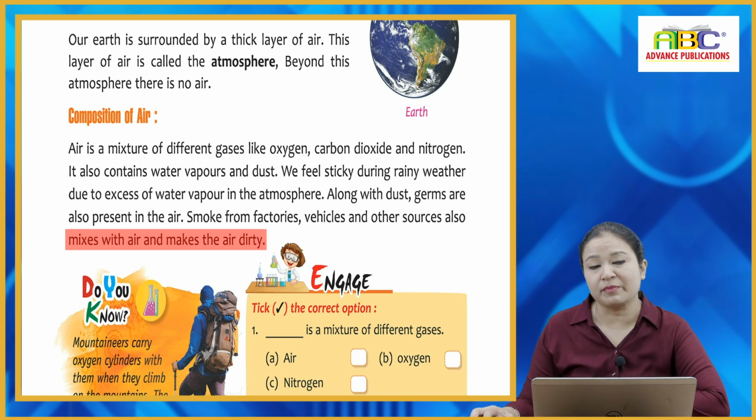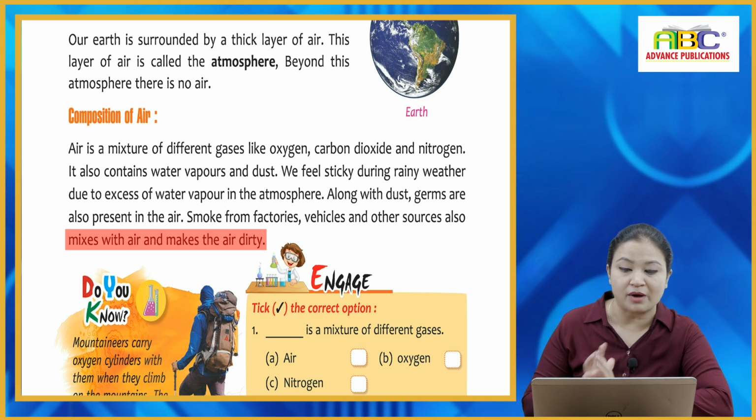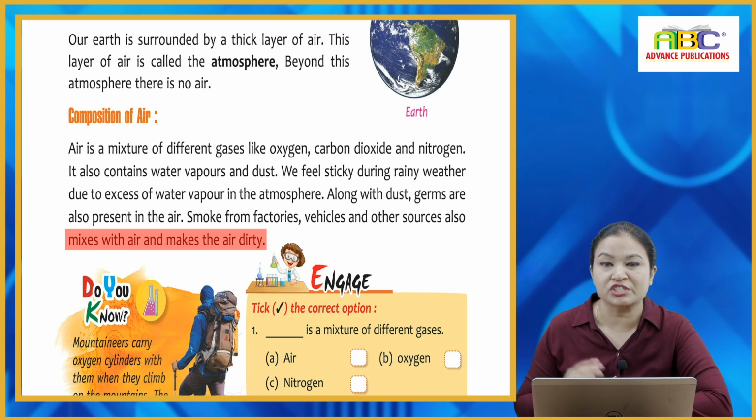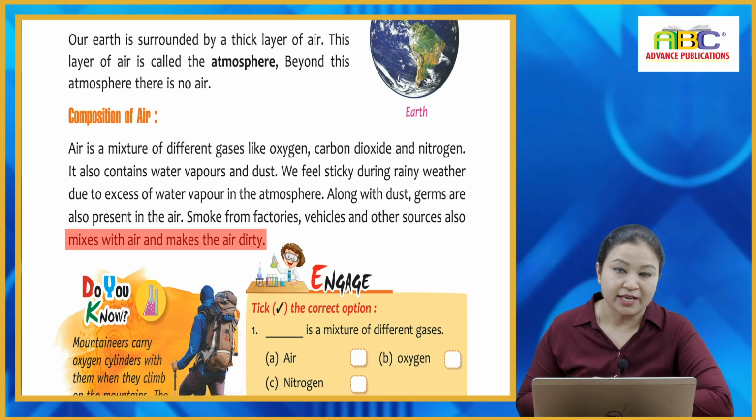So air is a mixture of different gases. We can feel oxygen, carbon dioxide and nitrogen in the air. It also contains water vapors and dust, and also smoke which comes from the factories and the vehicles, and it mixes with the air.